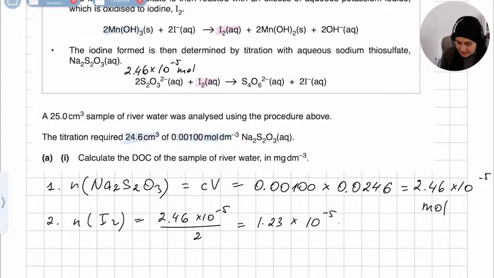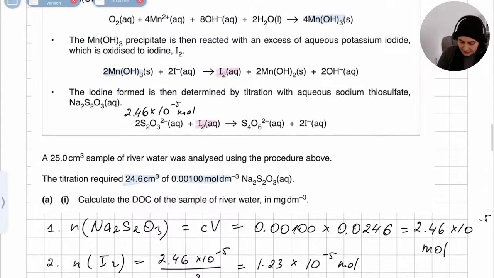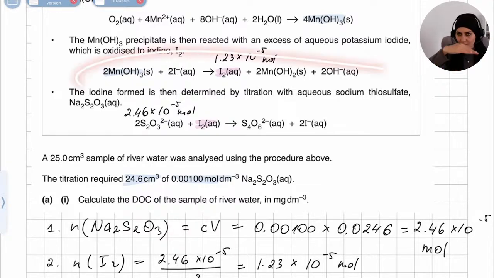And then it's the same as in the previous step, and you don't even care about the coefficients, right? You cannot look at coefficients when you're using different equations. So you just know that all that iodine, no matter what coefficient it has here, came from the previous step. So you know that the moles of iodine here is 123 times 10 to the minus 5 moles. And then now in this equation, it's one equation, so you can apply molar ratio to MnOH3.